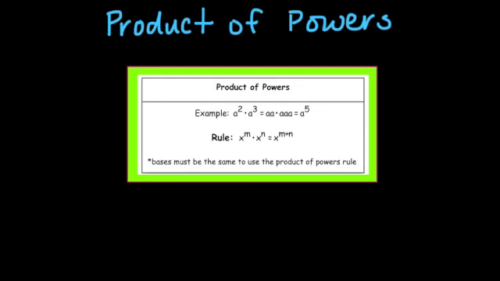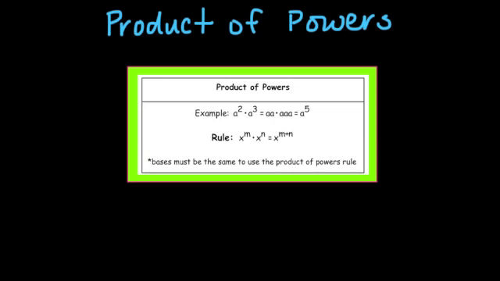So today we're going to talk about the product of powers rule when multiplying exponents. And basically the product of powers is this. Product is anytime we multiply two numbers together. So if I'm looking at the product of powers, then I'm multiplying two variables with powers.